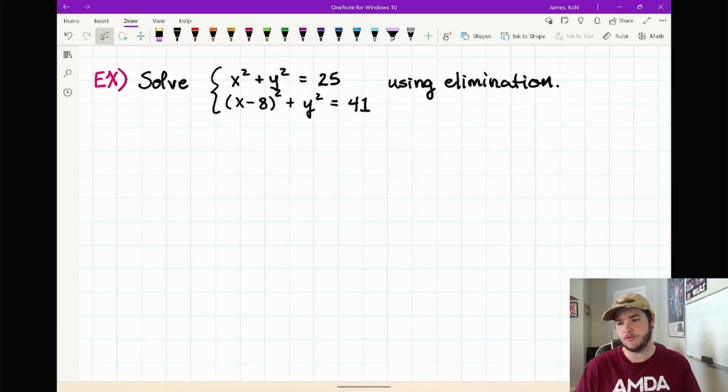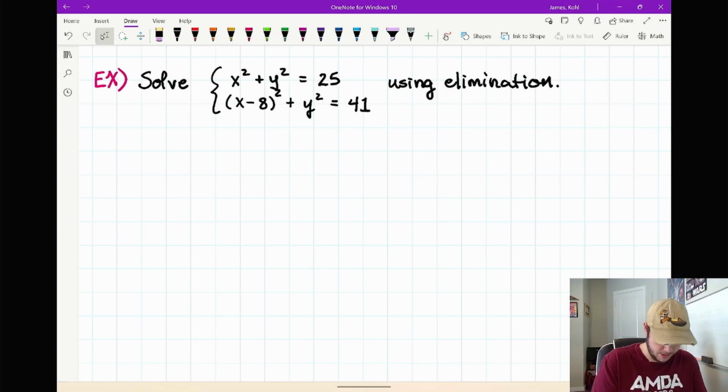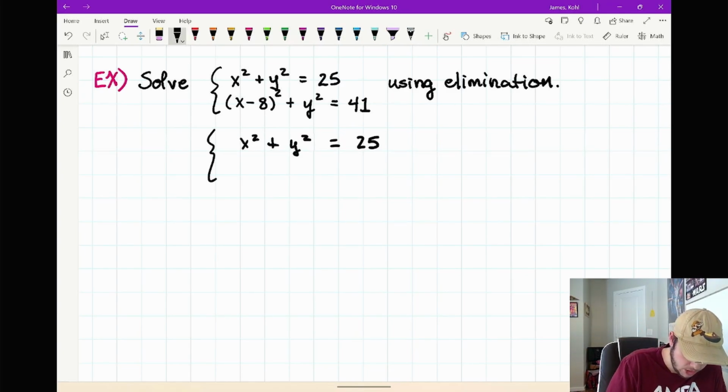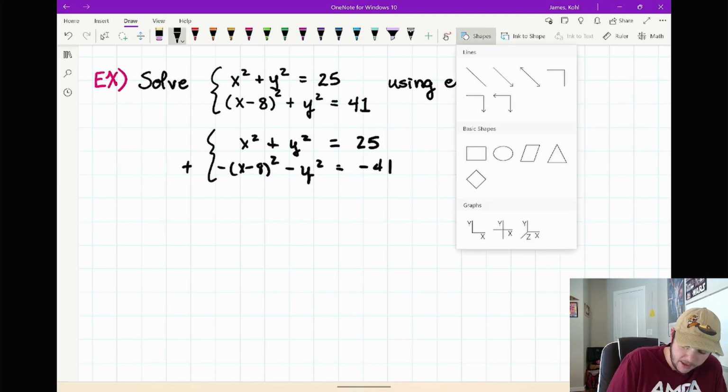Let's solve this system of equations using elimination. Now, we should all be aware that this is an equation of 2 circles. But notice the y variable is almost set up for elimination. If I multiply equation 2 through by negative 1, I'll get x squared plus y squared equals 25. And again, doing that multiplication, I'll get negative x minus 8 squared minus y squared equals minus 41. And now I just need to add those two together.